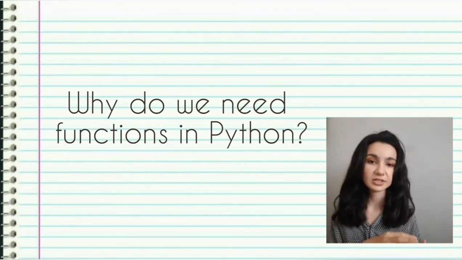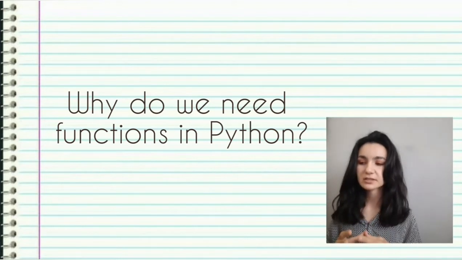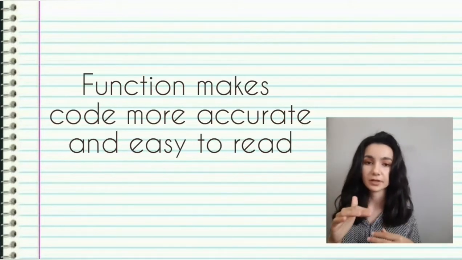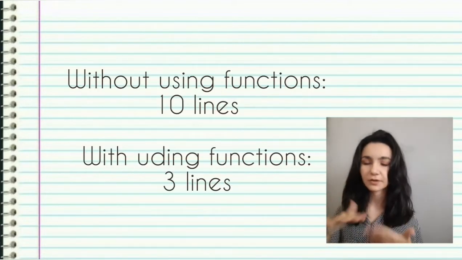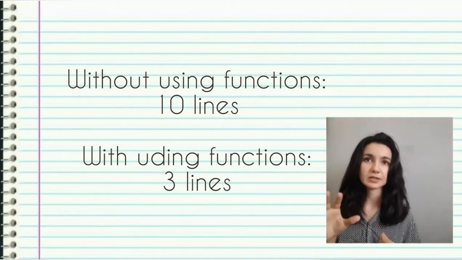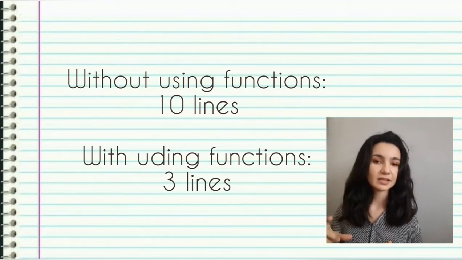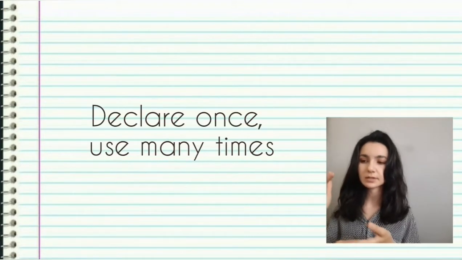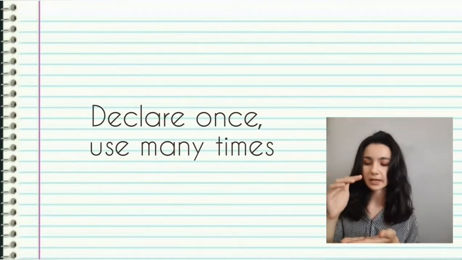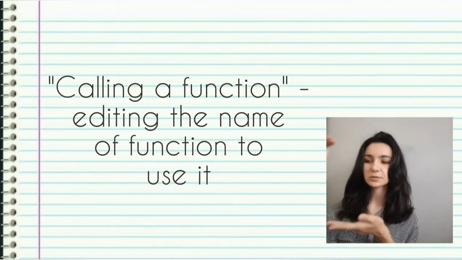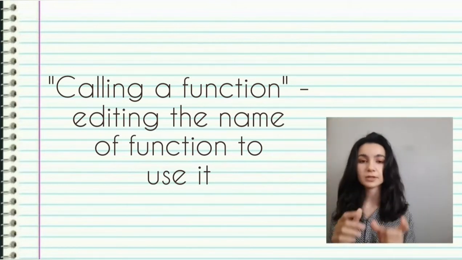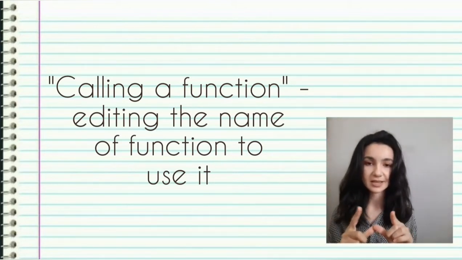So first of all, we must know why we need those functions. Functions make our code more accurate. For example, instead of writing 10 or 20 lines of code, in practice we will write 3 or 4 lines of code once, and we'll just call it by the name of the function. We'll call that multiple lines of code again, only by writing the name of that function. So let's start to create our own.